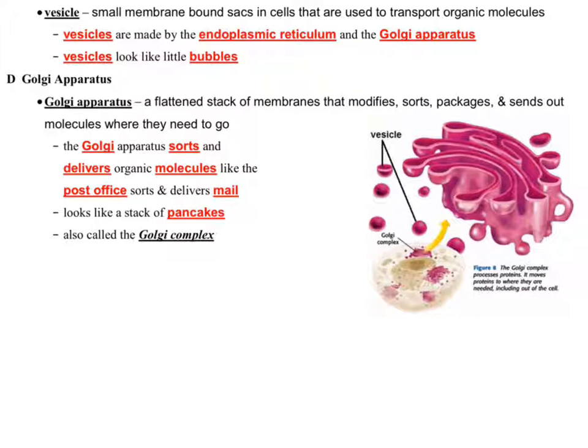Sometimes it's described as looking like a stack of pancakes. Sometimes this works for me, sometimes it doesn't. So if this helps you to remember, then by all means go ahead and use that description to help you recognize the Golgi apparatus. But if it doesn't work, don't worry about it. And again, it's also sometimes called the Golgi complex, also sometimes called the Golgi body. Golgi complex, Golgi apparatus, Golgi body. The key is if you see Golgi, you know what we're talking about.